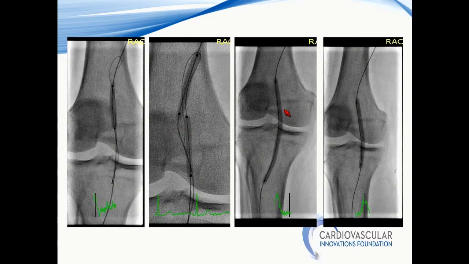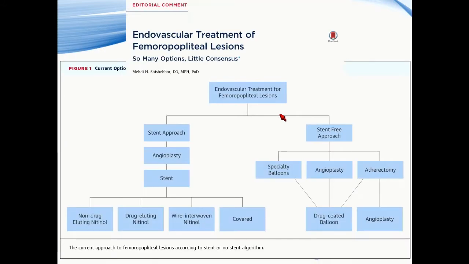So we get through the lesion, and the question becomes now, and I apologize for this, what are you going to do? You had extensive work. You went antegrade, subintimal. You went retrograde. So what are the options in this situation? Do you want to put a drug-eluting stent in a popliteal segment? Do you want to do a drug-coated balloon? And I will show you the angiogram.